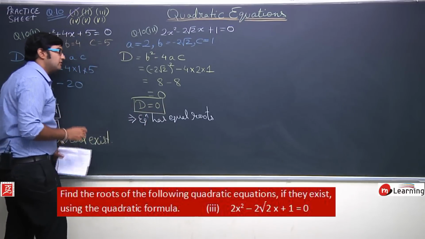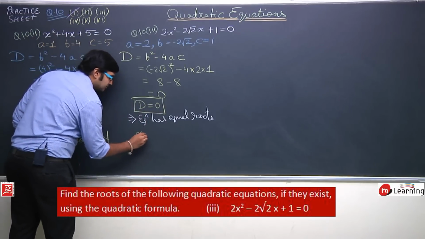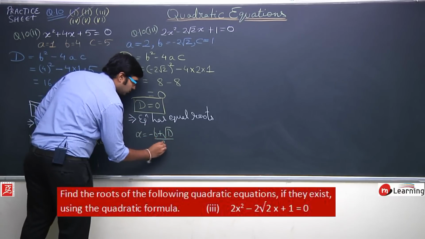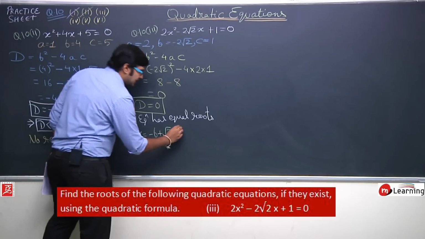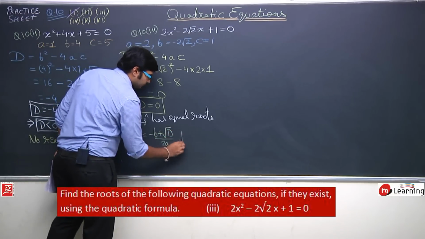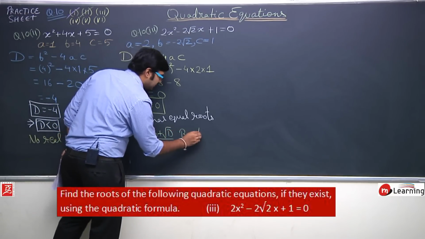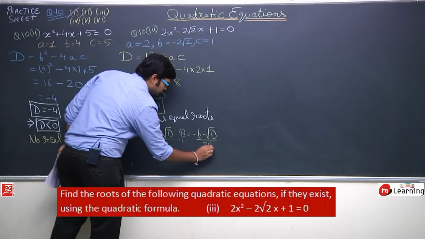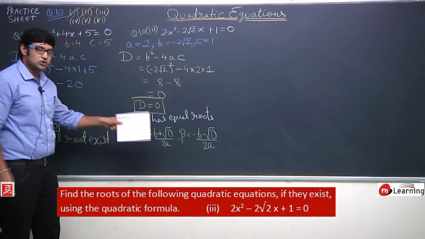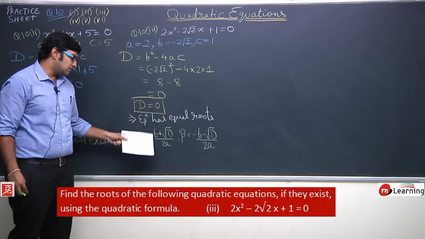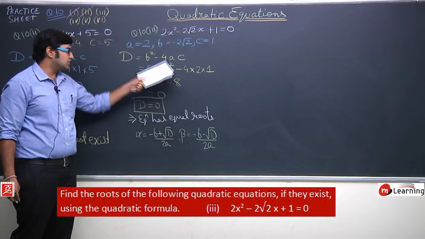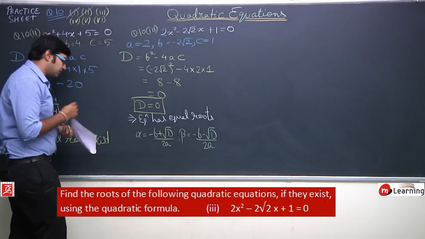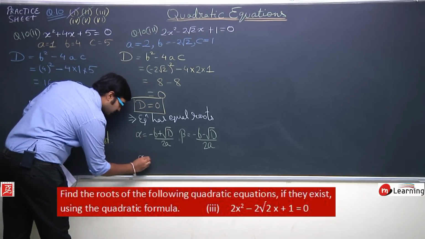And what will be the roots of the equation? Roots will be alpha is equals to minus b plus root d upon 2a, and beta is equals to minus b minus root d upon 2a. These will be the two roots of this quadratic equation. Now in place of b, a and d, I can substitute the values from these conditions. So the alpha will be equals to minus b.